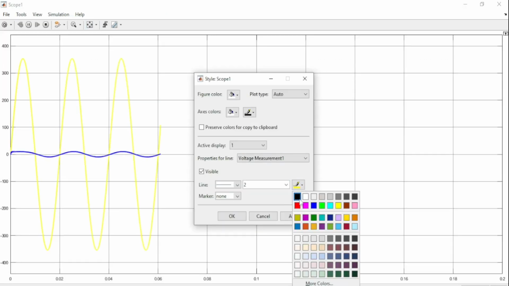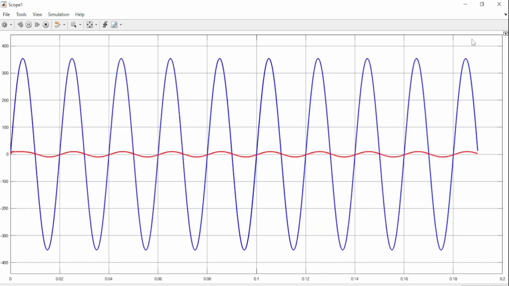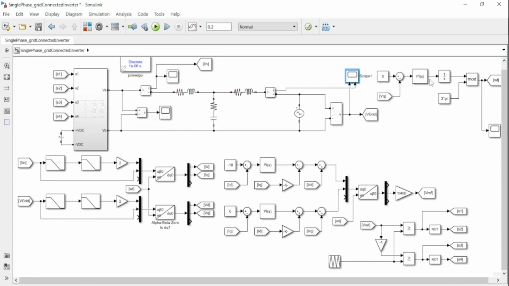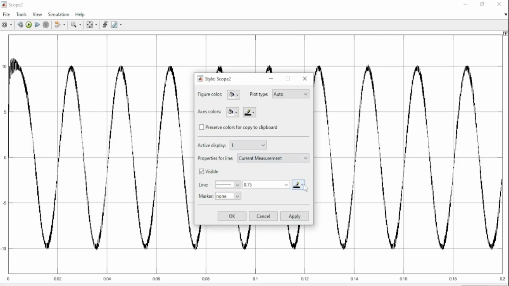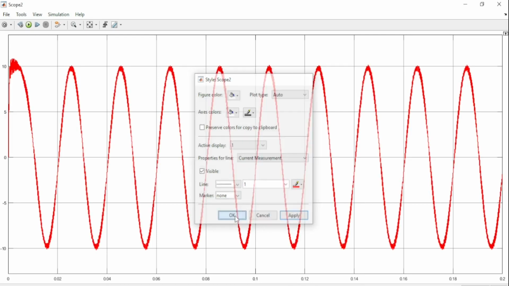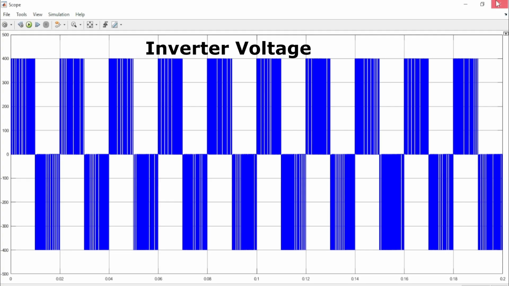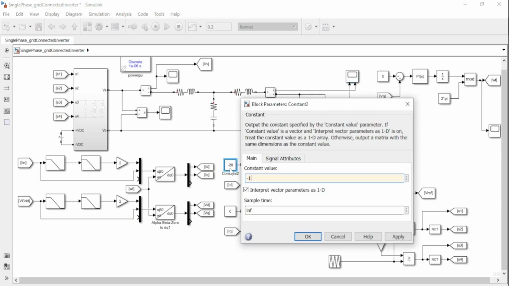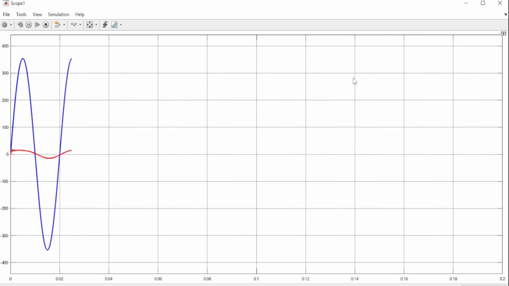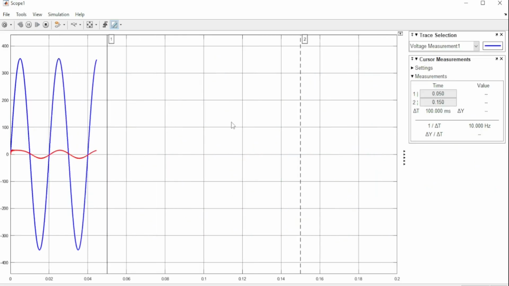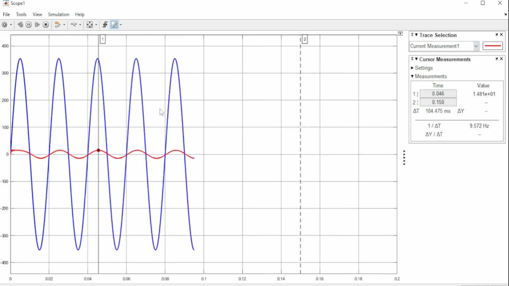And ta-da! So there we are. So we see that the voltage is in phase with the current. And the following is the output of the inverter current. So here now let's try to set our reference to 15 and we see how the current controller is working. So we see that the current controller is working perfectly well.